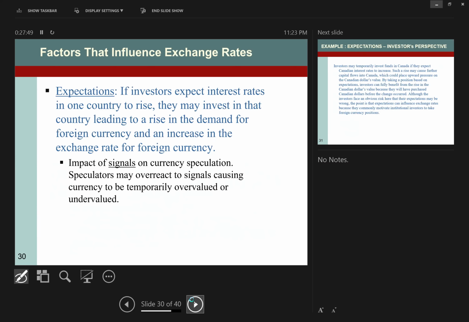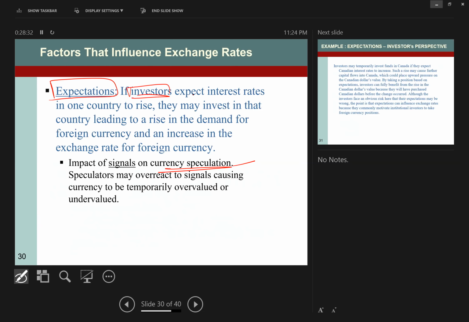Okay, the last part is the expectation. Expectations also increase or decrease the value of currency. So there are two kinds of expectation. One is called expectation based on investor perspective and also based on speculator's perspective. So we have both examples here as well. But overall effect is the same. Because the speculator, they believe in temporary gains, investor, they believe in long-term gains. So the end result is the same, just point of view is a little bit different.